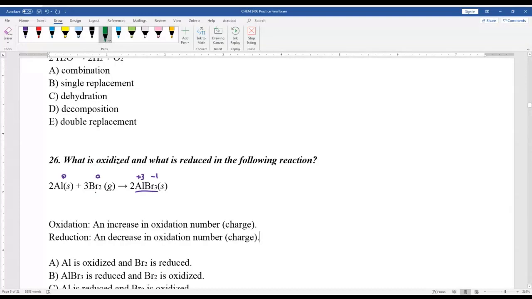So bromine goes from 0 to -1. That is reduced. And aluminum goes from 0 to +3. That is oxidized.